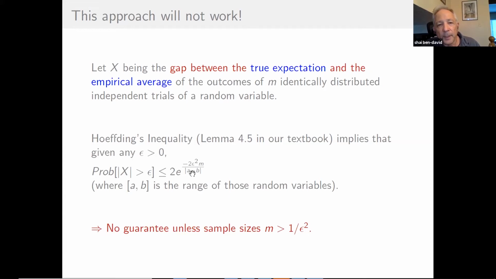If you look at this bound, the first thing to note is that it is meaningless. There is no guarantee unless m is greater than 1 over epsilon squared, because if m is less than 1 over epsilon squared, then we get in the exponent less than a half, and therefore the probability that what you see is not reflective of the reality is bounded by 1. It's meaningless. So we really need to make sure that our sample size is significantly more than 1 over epsilon squared, where epsilon is the control over the gap between the experiment and the true expectations.